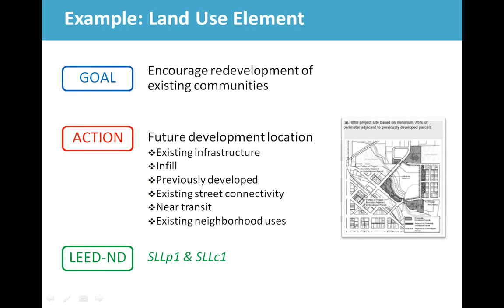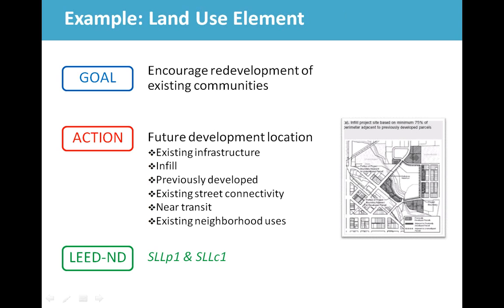The land use element strategy begins by recommending planning goals and actions to ensure future development is sited in sustainable locations. These goals and planning actions derive from SLL Prerequisite 1, Smart Location, and SLL Credit 1, Preferred Locations. Recommended planning goals include encouraging redevelopment of existing communities with infrastructure, reducing vehicle trips, increasing walking and bicycling, reducing adverse environmental and public health effects, and conserving natural and financial resources.